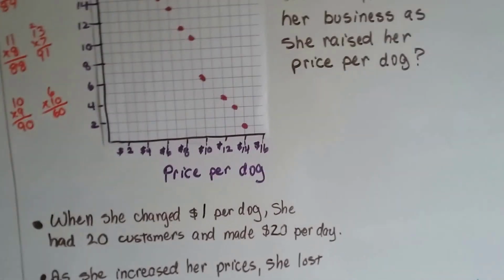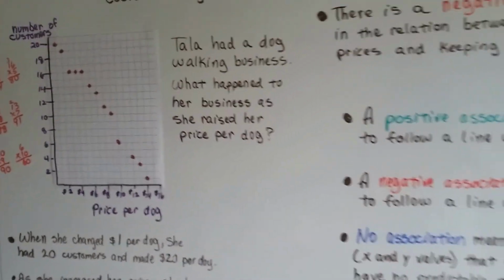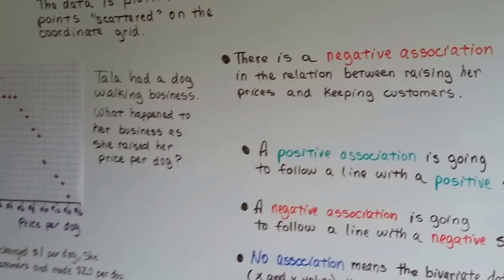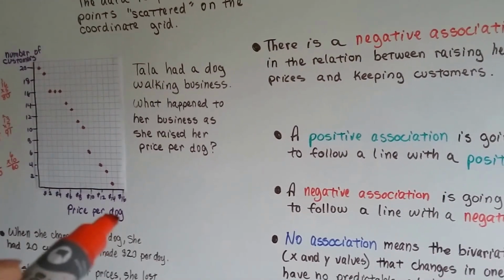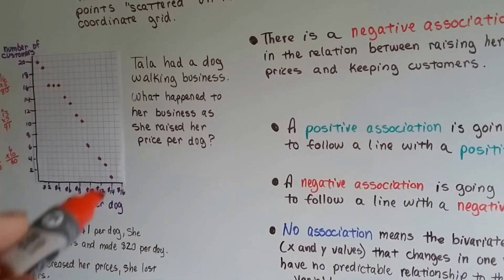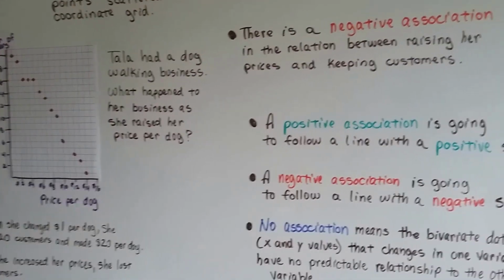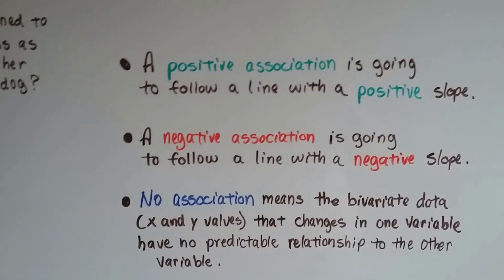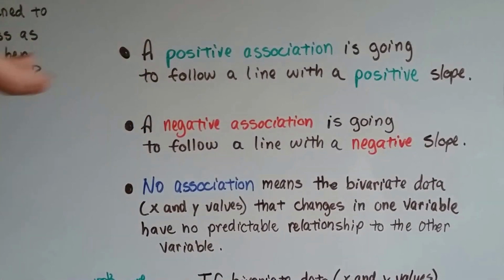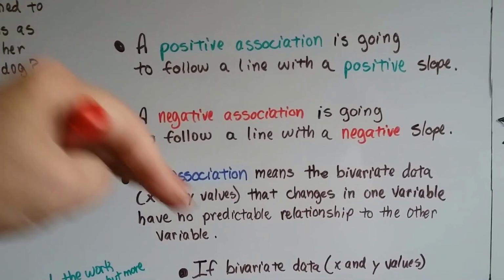See that? Now, there's a negative association in the relationship between her raising her prices and keeping her customers. See that? That's a negative relationship. It made a negative slope coming down, didn't it? A positive association is going to follow a line with a positive slope. A negative association is going to follow a line with a negative slope.